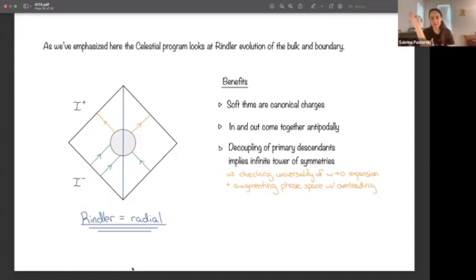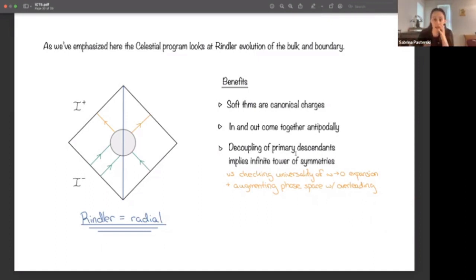So these kind of cuts to the space time and then boost images of this canonical X3 zero cut for this particular choice. So in this case, I've said some of the benefits were that soft theorems were the canonical charges, basically, that I get the in and out contributions by nature of the fact that this cut is going through the space time.